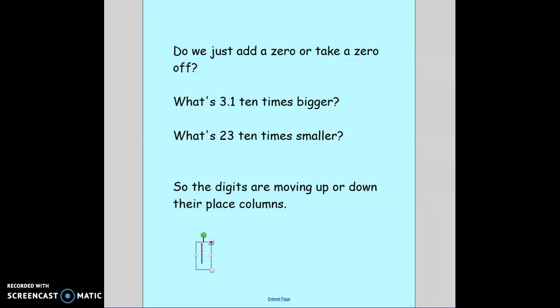23 10 times smaller. We've got no 0 to take away, have we? So you have to think about that 2 in the tens column moving to the ones column, and the 3 in the ones column moving to the tenths column. So 23 10 times smaller has to be 2.3. So the digits are moving up or down their place value columns. Get rid of that.